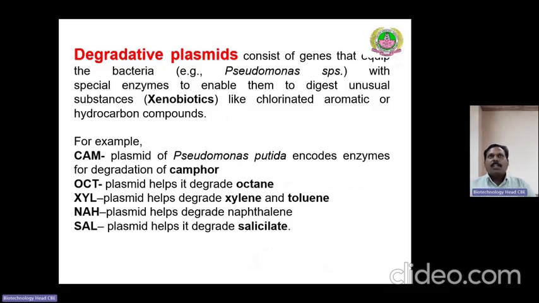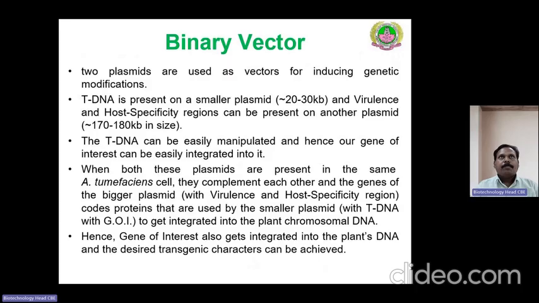The next functional role played by plasmids that we have seen is the degradative plasmids, which contain genes that could degrade oil spills, xenobiotics, or hydrocarbon compounds. For example, the CAM plasmid is present in Pseudomonas putida and encodes enzymes that degrade camphor compounds, and similarly OCT plasmids degrade octane compounds in the hydrocarbons, while xylene and toluene can be degraded by the XYL plasmid, NAH plasmids degrade the naphthalene compound, and salicylic acid can be degraded by the SAL plasmid.